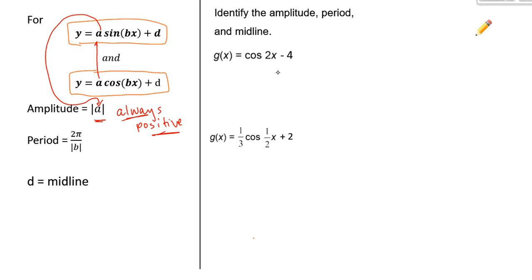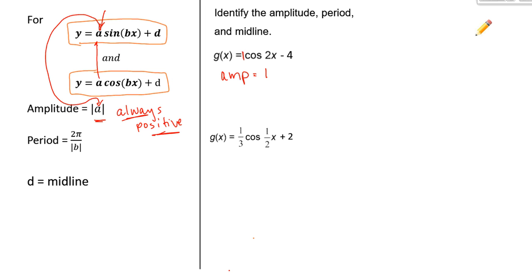All right. So this example over here, g of x equals cosine of 2x minus 4. If I asked you to identify the amplitude, you're looking for that number out in front. There is no number though. But then that superhero 1 comes in and says, look, there's nobody there, I'll stand in place so that you can see someone. Amplitude is 1. Bam.